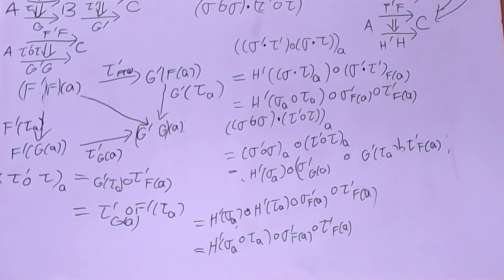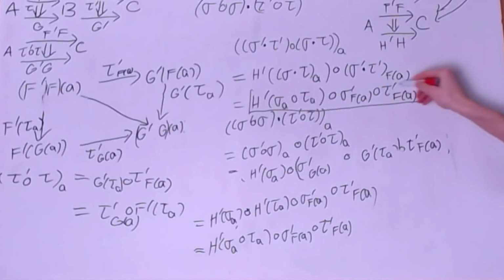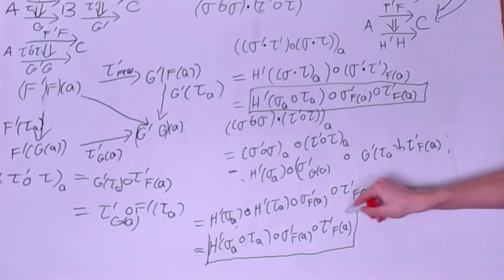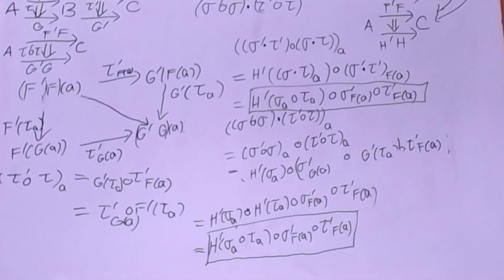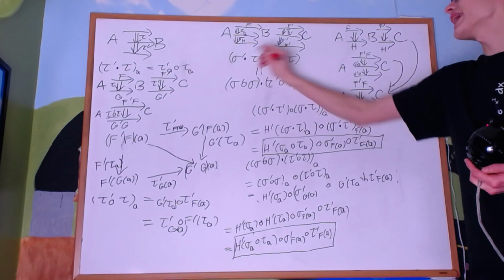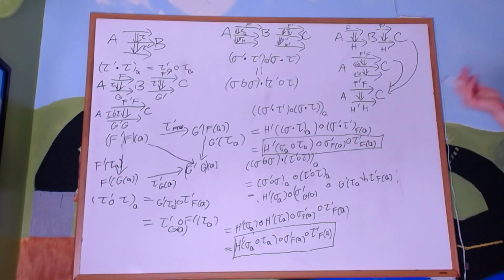And as you can see, this right here was the result from the first composition. This is the result from the second composition. They are the same thing. Therefore, we have this interchange rule. So, as you can see, we can interchange vertical and horizontal composition in such a nice way.